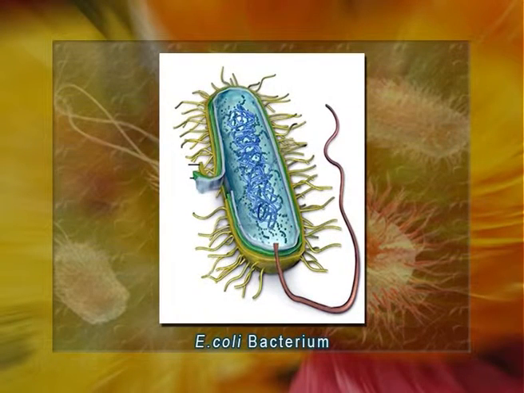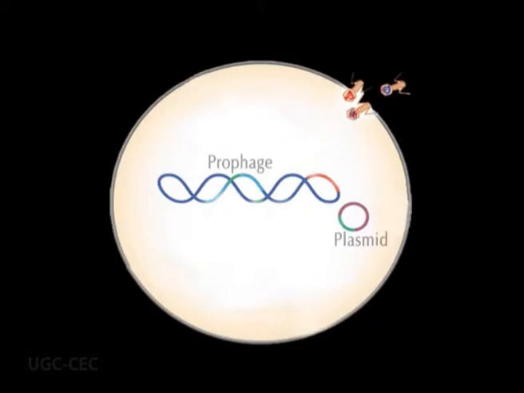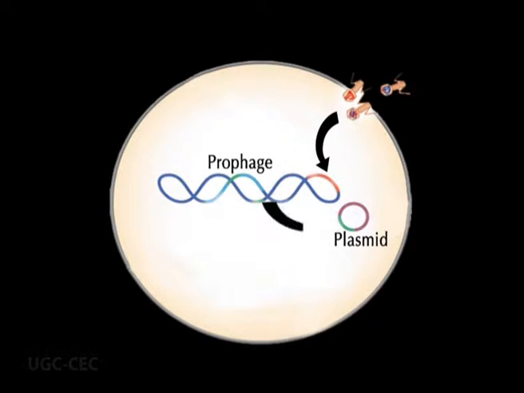In bacteria, transposons can jump from chromosomal DNA to a bacteriophage chromosome or into plasmid DNA and vice versa.